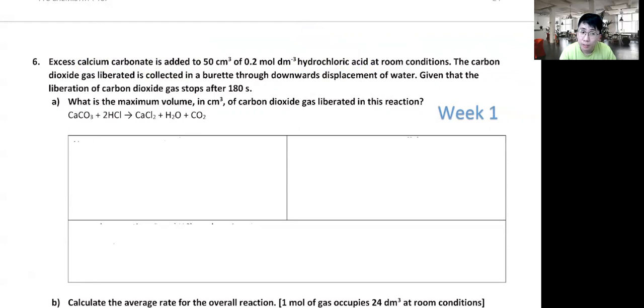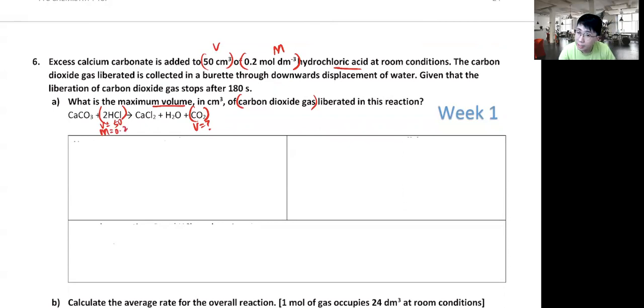Balance the equation. Now again, I give you 50 cm³, this is the volume. I give you 0.2 mol per dm³, this is your molarity. And that's for the acid, meaning I have the information for the acid. But what does the question want you to find? What is the maximum volume of CO2 gas? So I have volume 50, and I have concentration, also known as molarity.